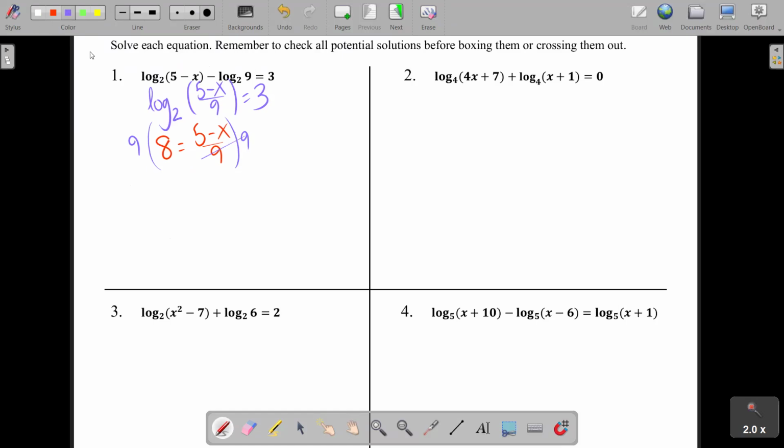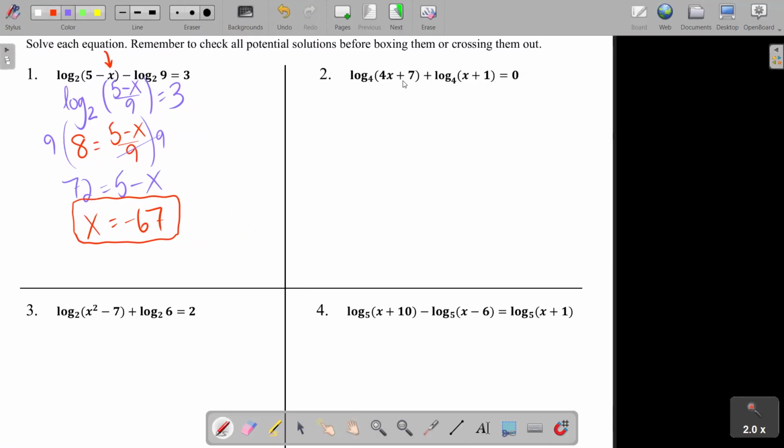And we're going to get 72 equals 5 minus x. When you solve this equation out, move the x, move the 72, you'll get x equals negative 67. And when you plug that back in up here where the arrow is pointing, it becomes 5 plus 67, which is just fine. So this answer is good. On to number 2.